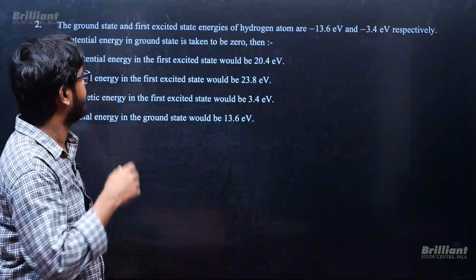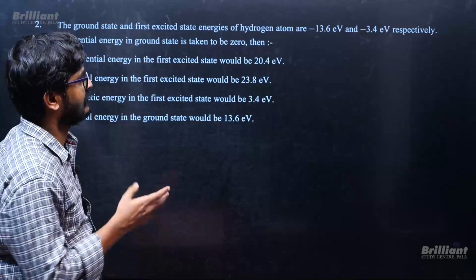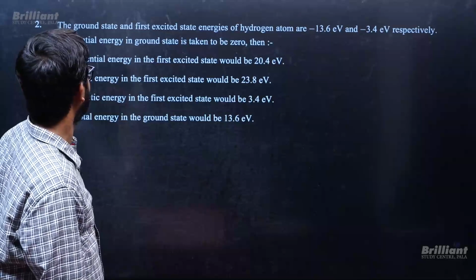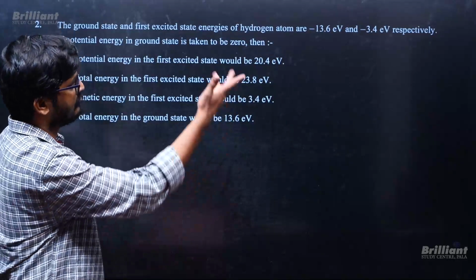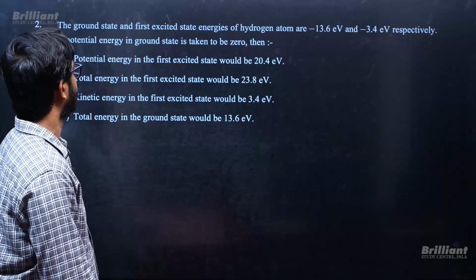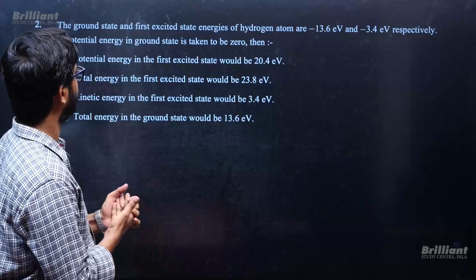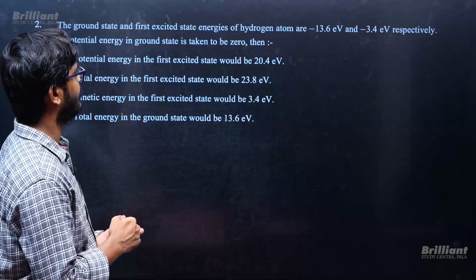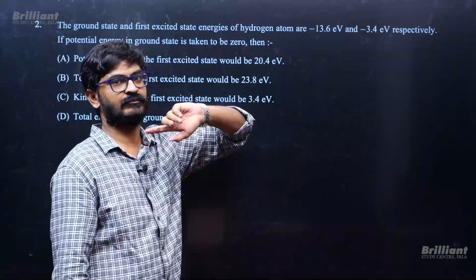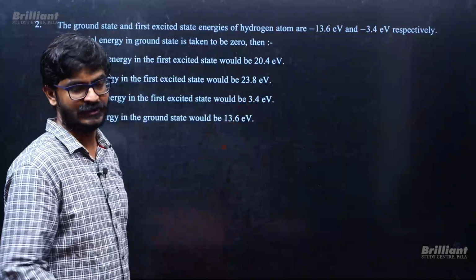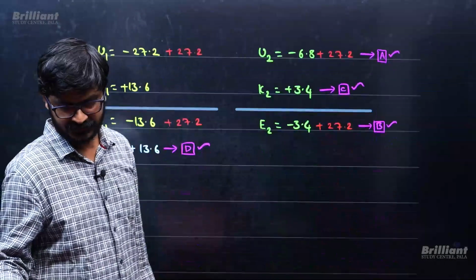The next question: the ground state and first excited state energies of the hydrogen atom are minus 13.6 and minus 3.4 eV respectively. If the potential energy in the ground state is taken as zero, those values they don't have to give, we already know. Those are the values when you have taken the potential energy at infinity to be 0. Now if you take the potential energy at the ground state to be 0, what are the corresponding values?